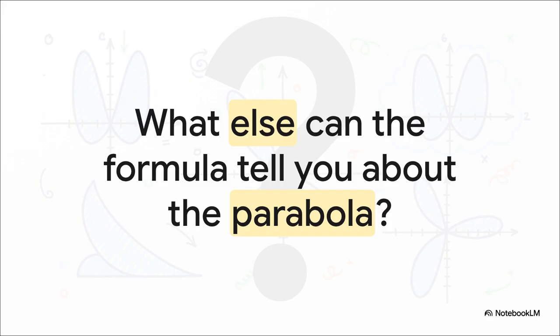But believe me, the formula still holds more secrets. It can tell you exactly where the graph crosses the axes or just how wide or narrow that U shape is. So the question I'll leave you with is this. Now that you know how to find a parabola's center, what other secrets can you unlock from its equation?